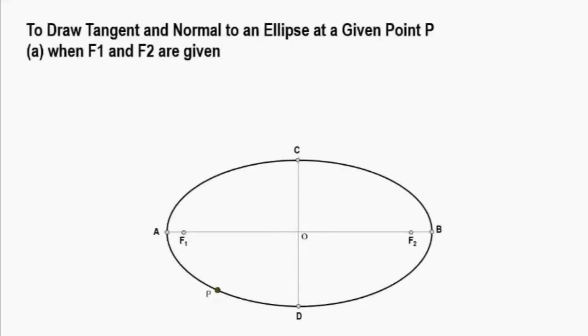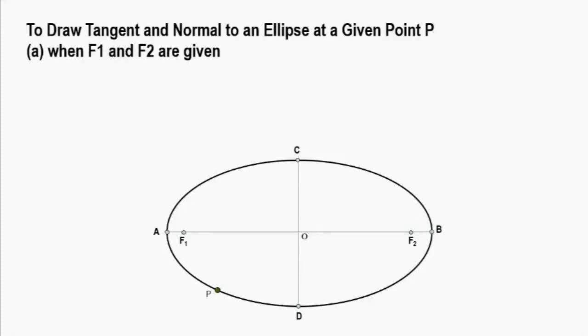Draw tangent and normal to an ellipse at a given point P when F1 and F2 are given. We have an ellipse, major axis AB, minor axis CD, O is the center of the ellipse, and any point P anywhere on the ellipse is given to us. And I have to draw tangent and normal to the ellipse.